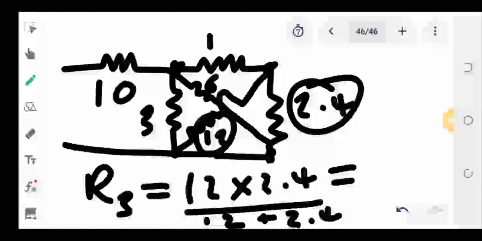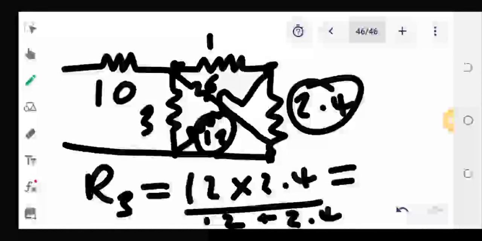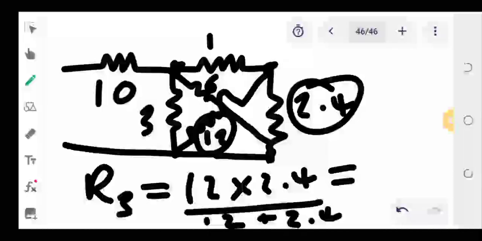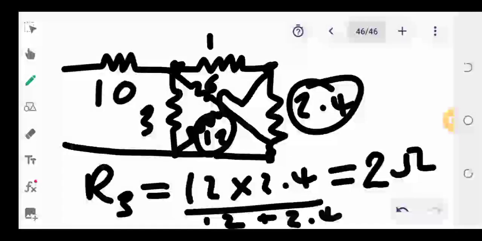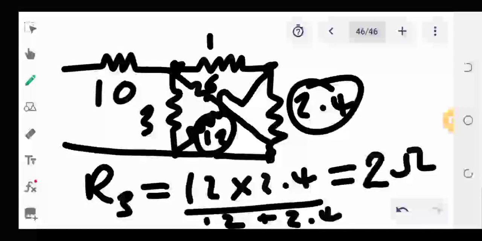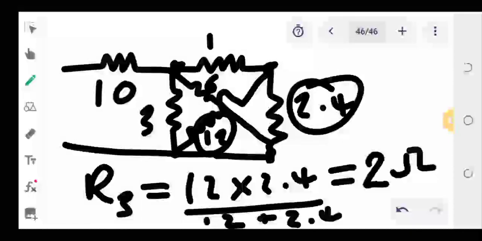So this is giving me 12 times 2.4 divided by 12 plus 2.4, which is 14.4. So if I get this, I'm getting the value of 2. So I'm getting 2 ohms. So the combination resistor there is 2 ohms.